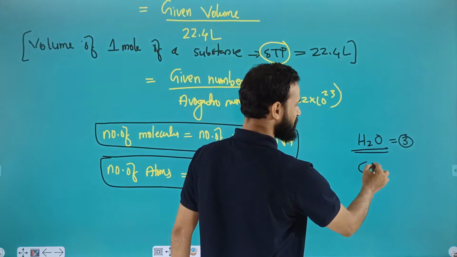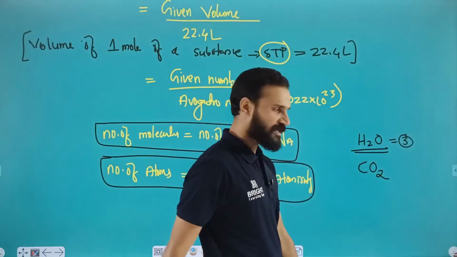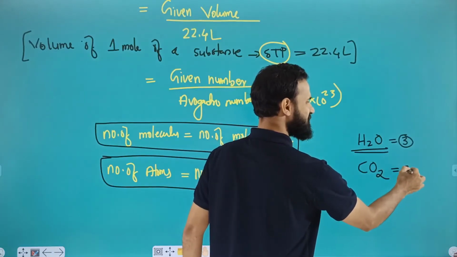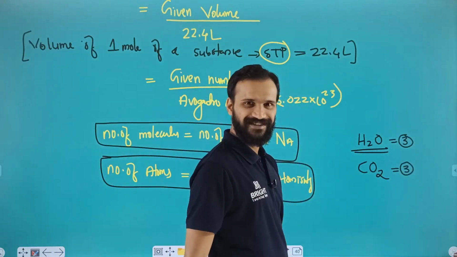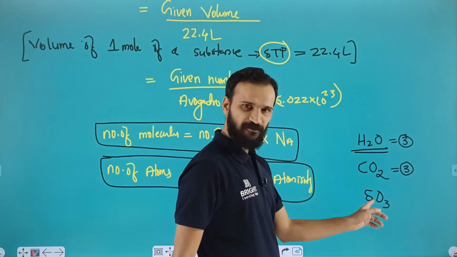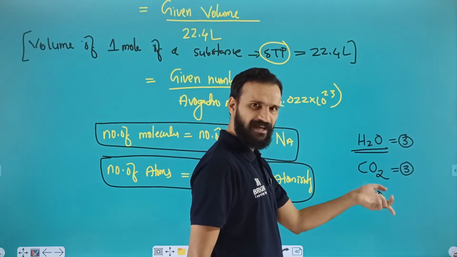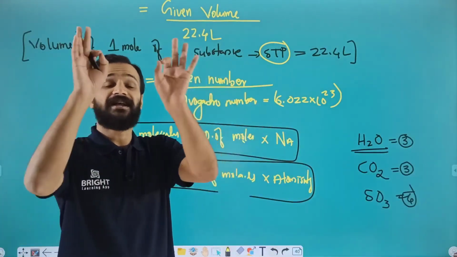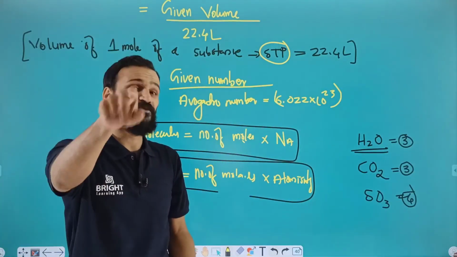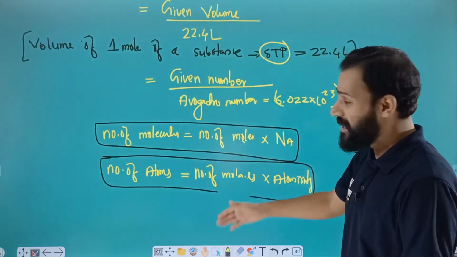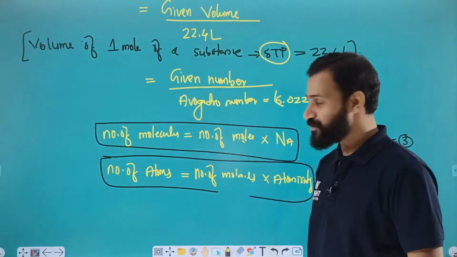If you are taking carbon dioxide, how many atoms are present? 1 carbon, 2 oxygen, 1 plus 2, 3. So 3 is the atomicity of this. Is it clear? If you are taking sulfur trioxide, we have 1 sulfur and 3 oxygen. So 1 plus 3, 4. So 4 is the atomicity. Atomicity is nothing but the number of atoms present in one molecule. That is called atomicity.